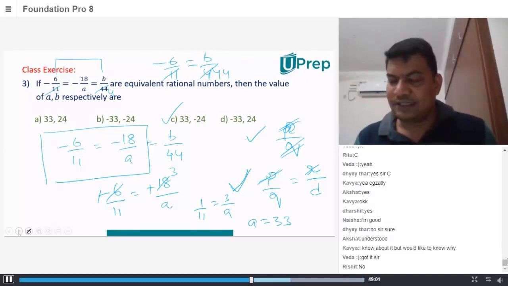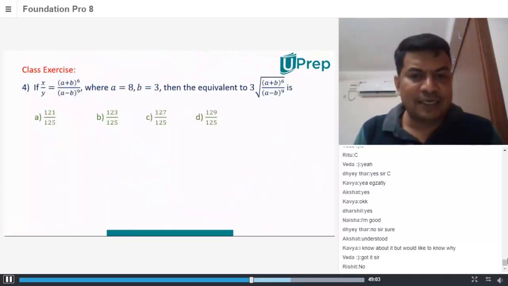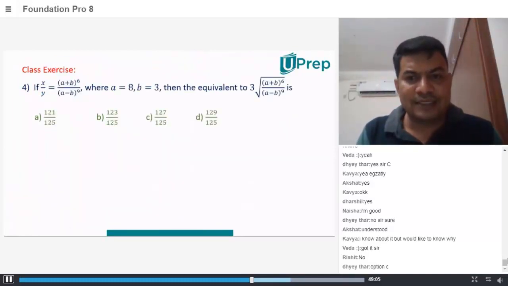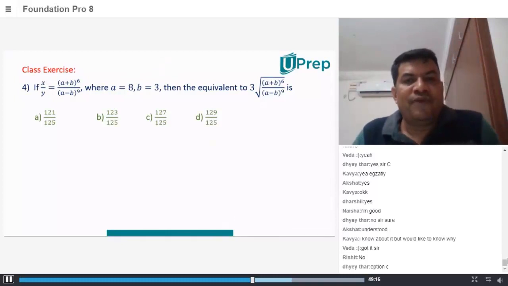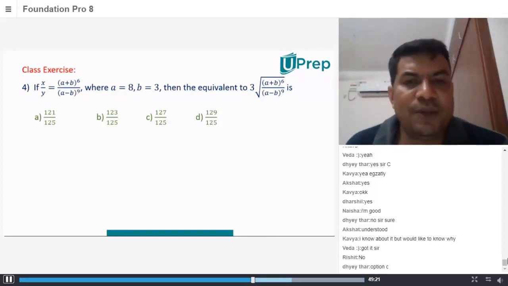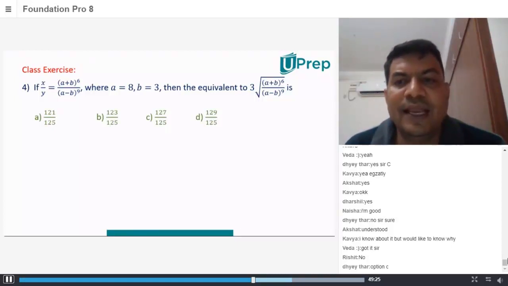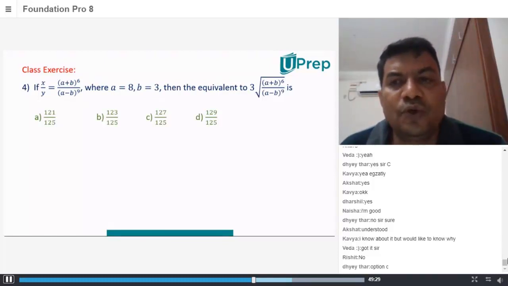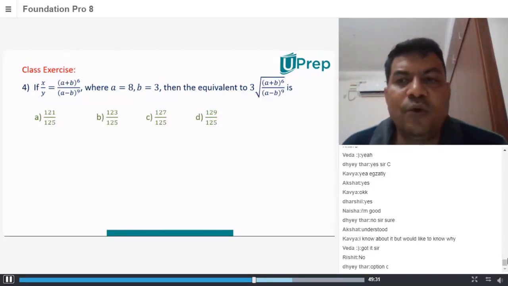Chalo, let's solve this. This is a quick one, whoever answers, I'm putting a poll. You can get to the answer and tell me the answer quickly. I'll see who's answering. If x by y is equal to (a plus b) whole power 6 by (a minus b) whole power 9, where a is equal to 8 and b is equal to 3, then find the equivalent of the cube root of (a plus b) whole power 6 by (a minus b) whole power 9.